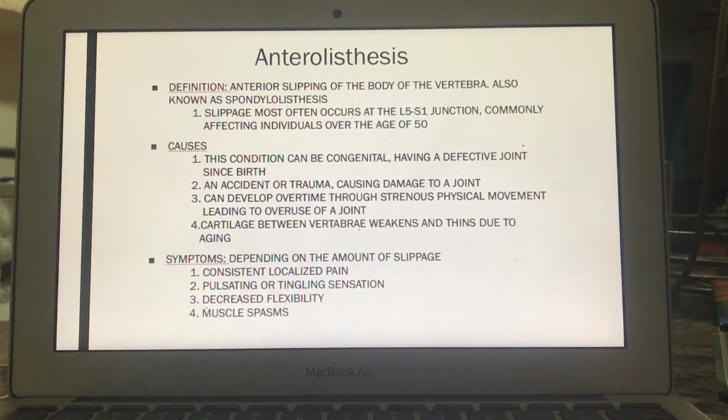It can also develop over time through strenuous physical movement, that being at work or if the person is a bodybuilder, which leads to the overuse of the joint, and because of aging, which in turn the cartilage between the vertebrae weakens and thins due to aging. And some of the symptoms, which depend on the amount of slippage, can be consistent localized pain, pulsating or tingling sensation, decreased flexibility, and muscle spasms.